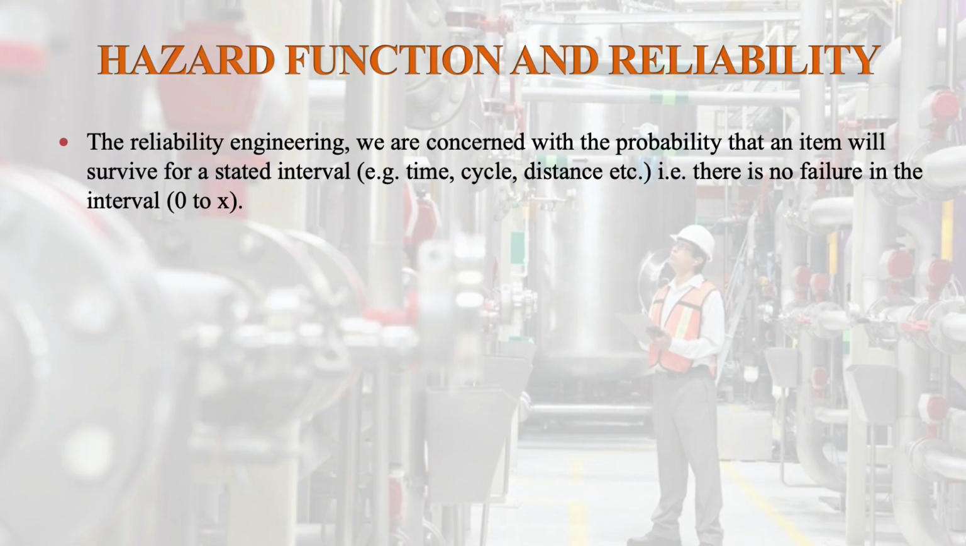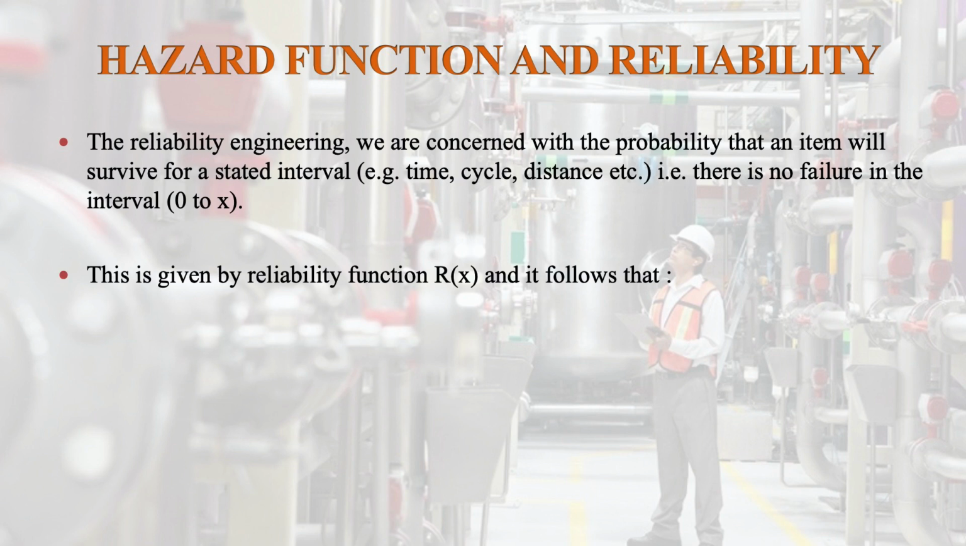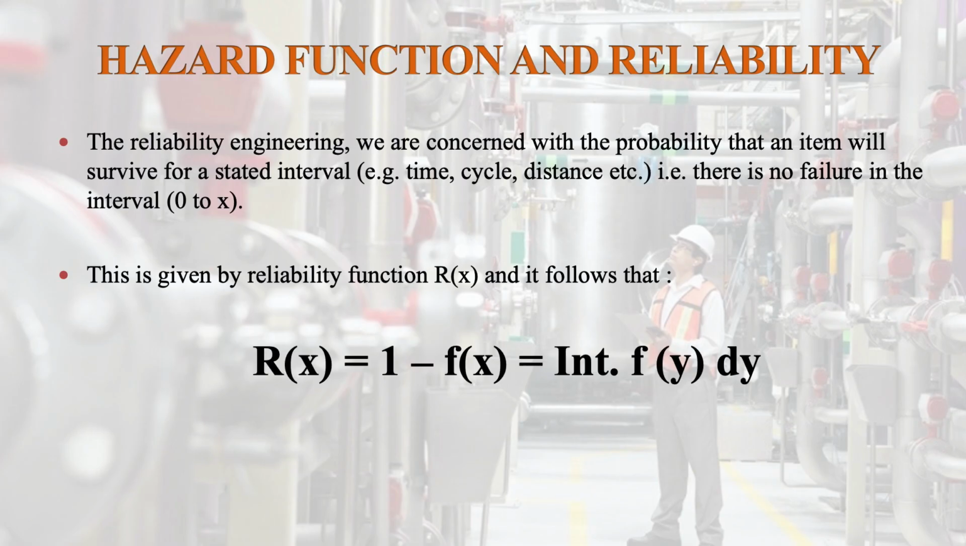In reliability engineering, we are concerned with the probability that an item will survive for a stated interval, for example time, cycles, distance, etc. That is, there is no failure in the interval 0 to x. This is given by the reliability function R(x), and it follows that R(x) is equal to 1 minus F(x), that is equal to the integral from x to infinity of f(y) dy. This is the formula for the reliability function.